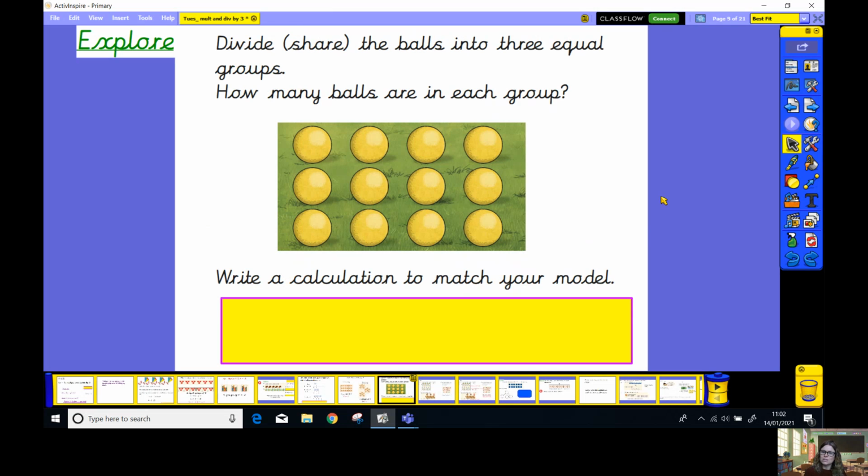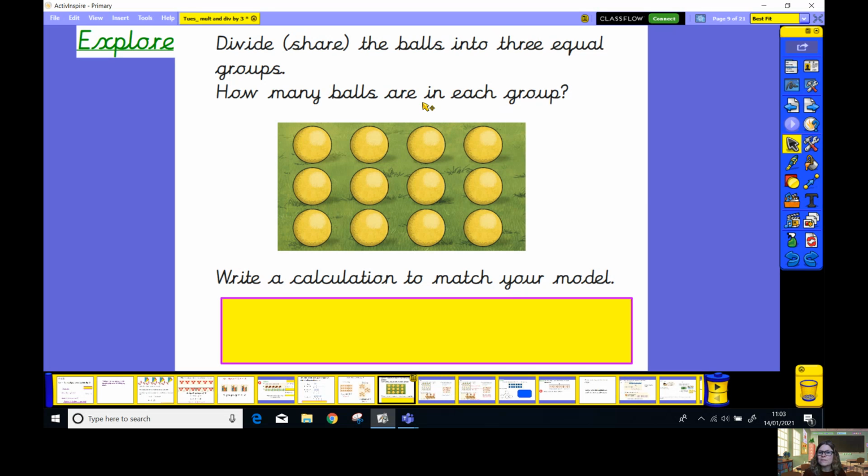Let's have a go at this using some balls. We're going to divide or share these balls into 3 equal groups. How many are there in each group? Now write a calculation to match the model.